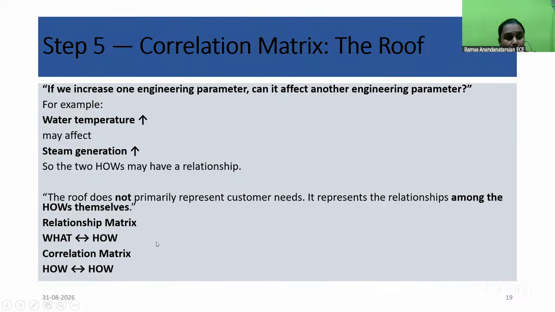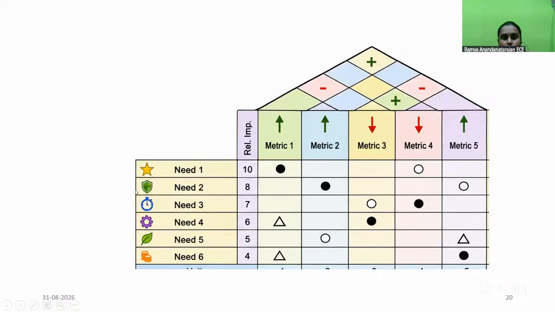The roof does not primarily represent the customer needs, it represents the relationship amongst the hows. That is, the relationship matrix is the relationship between what and how, that is need and metrics. The correlation matrix is the relationship between metrics itself. So it correlates how and how, which metric is affecting the other metric. For example, here water temperature is affecting steam generation. So metric 1 is affecting metric 2, metric 3 affects metric 4. That is mentioned in the roof of the matrix, that is called the correlation roof.